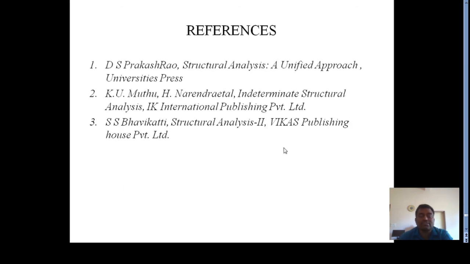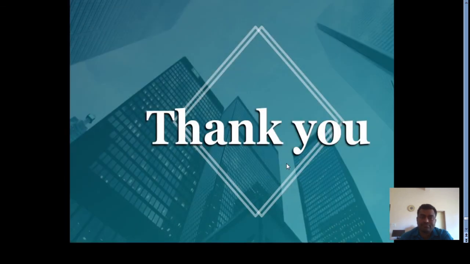Then these are some references we referred for this session. These are the reference books we can refer for this session.